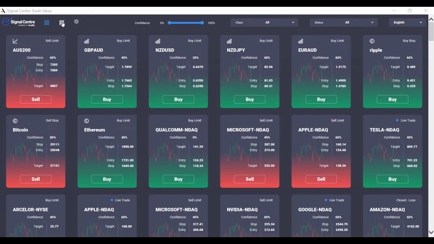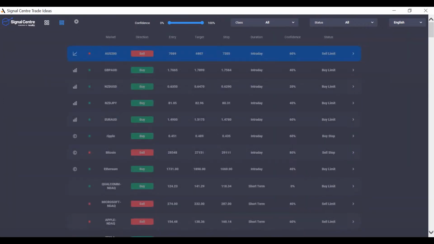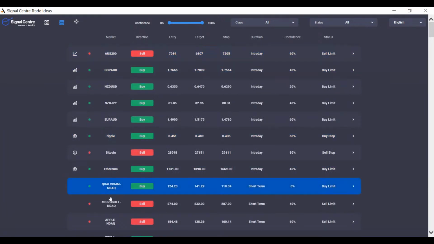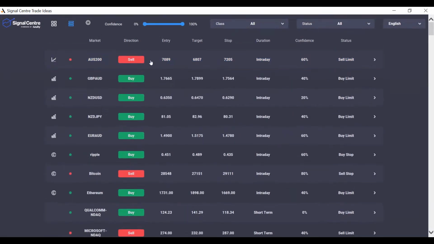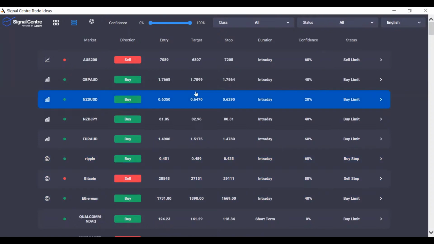But if you hop onto another view right here, which is the list view, you will see it even more clearly. The market is written here, the direction that the trade idea is suggesting, entry level, target level, stop level, and it would also indicate the duration. From our experience, most of the trade ideas on Forex tend to be intraday. That means if a trade idea is published today, it would tend to have an expiry date of tomorrow. And this is the duration.